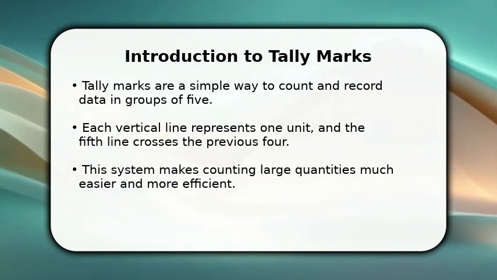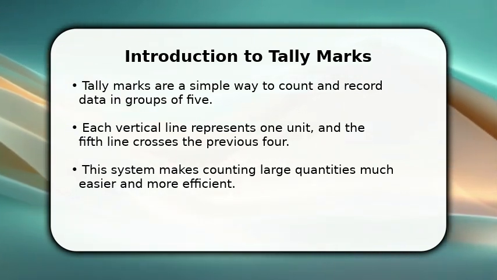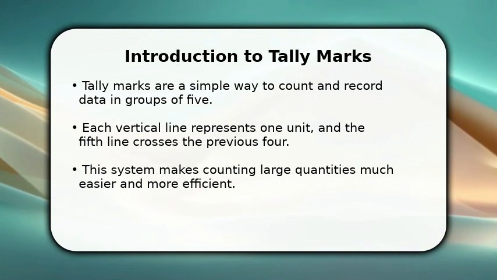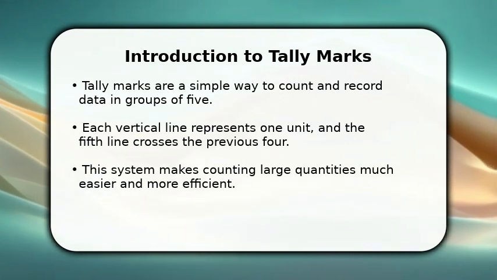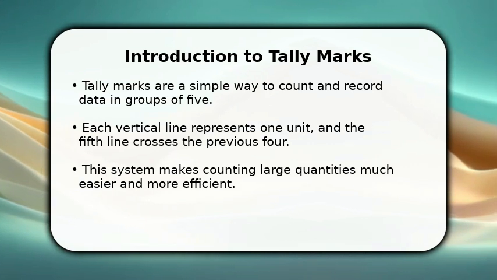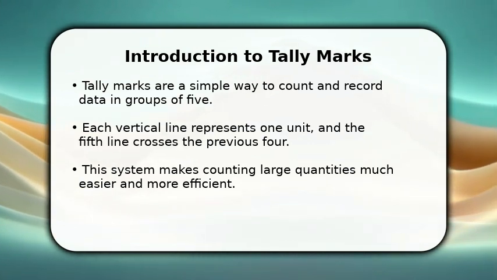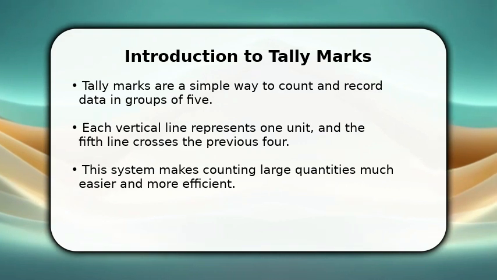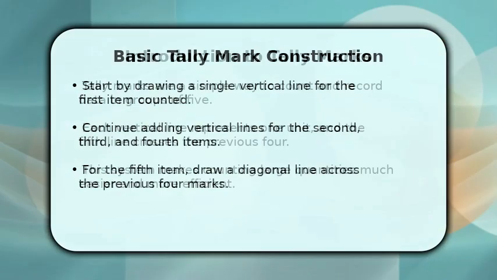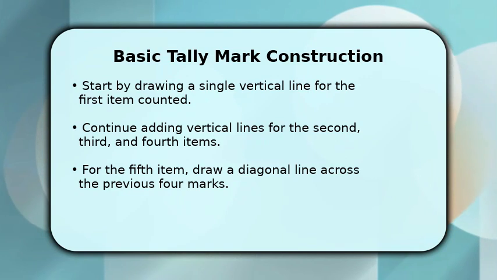Each mark represents one unit, and once you reach 4 vertical lines, the 5th line crosses them diagonally. This creates a clear bundle of 5, making it incredibly easy to count by 5s, which is much faster than counting individual marks. Let's dive into the basic construction of tally marks.